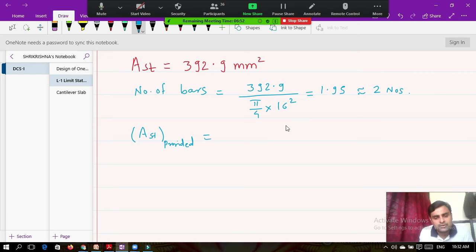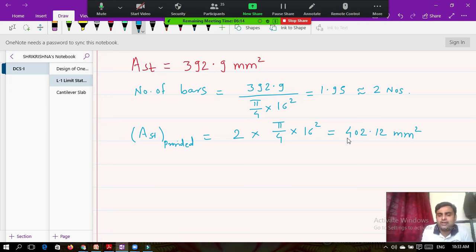What area of steel are we providing? We are going to provide 2 bars, each of bar diameter 16 mm. So pi by 4 into 16 square. What is the answer? Sir, 402.12. 402.12 mm square. Now this is the area of steel which we are going to provide, and this is the required area of steel. So provided area of steel is greater.